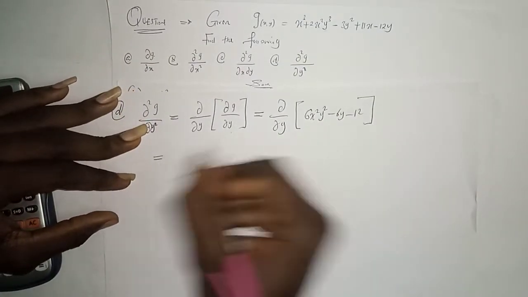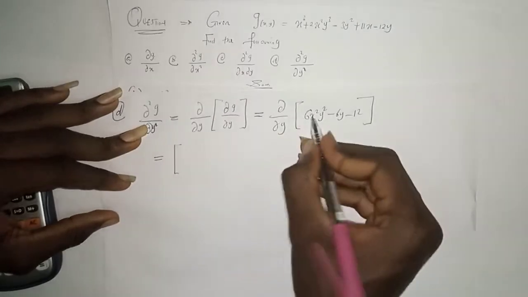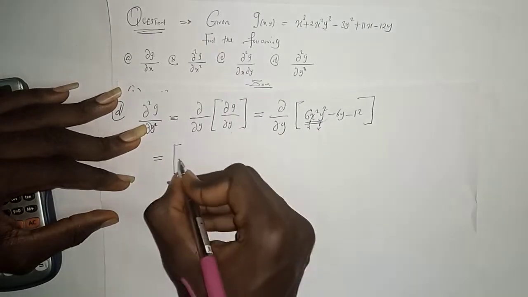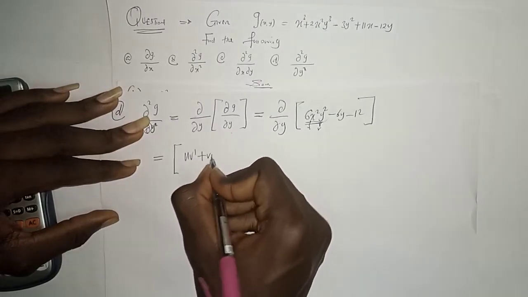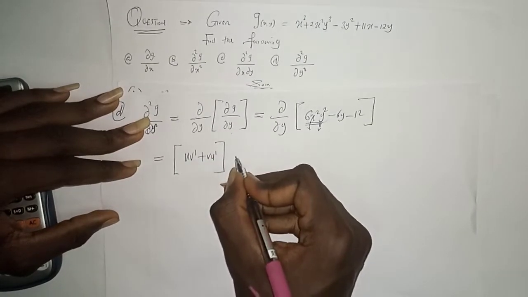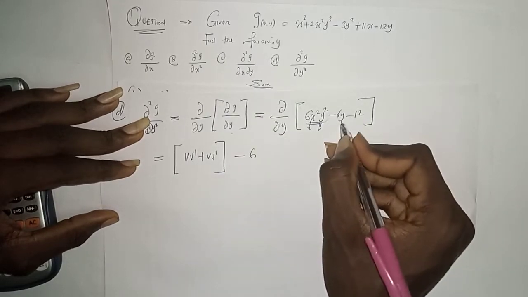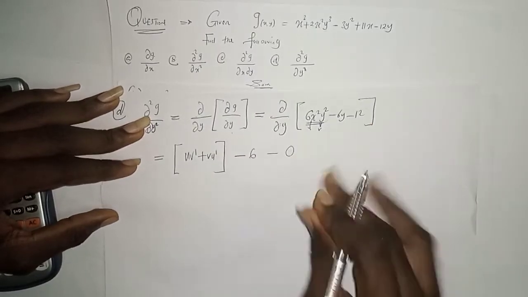So we want to differentiate this first term. As you can see, it is product rule. Call this one your u, call this one your v. So that will be u v prime plus v u prime. I'll come back for this one. Differentiate minus 6y with respect to y, that's minus 6. Yes, it's allowed. Then the constant, that's 0.